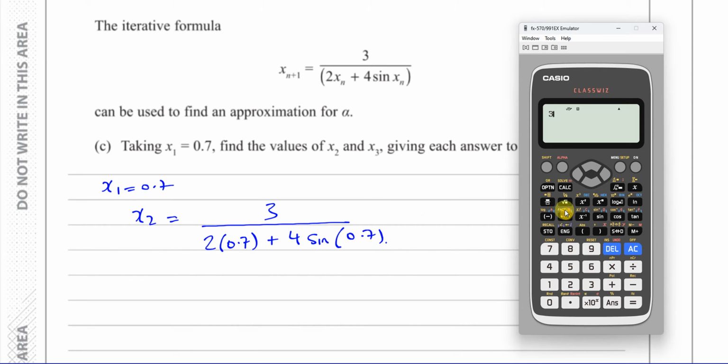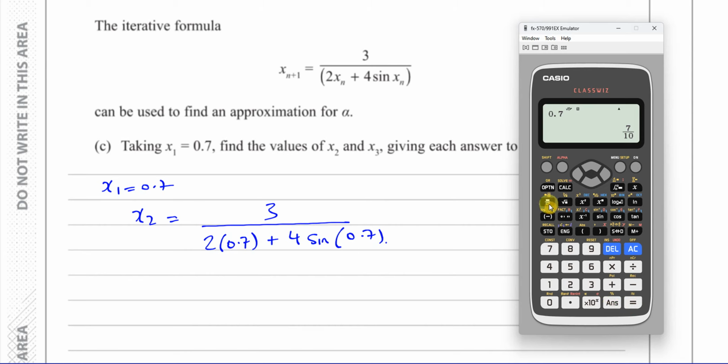So you have 3 over... And what you should do in this type of question, although it doesn't really matter, is do it this way, because there's only x2 we have to get to. But sometimes you have to find x3, x4, x5, and so on. Then it's good to write the first number that you have to put in and press equals. That's now my answer stored in the calculator.